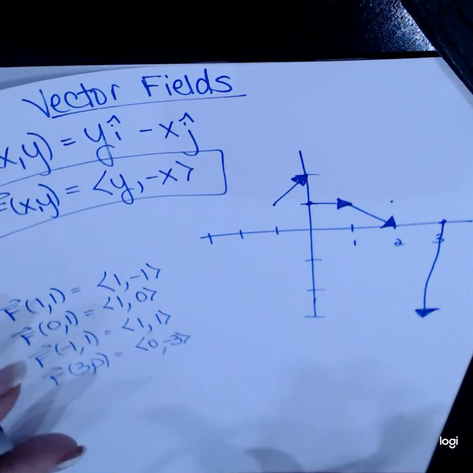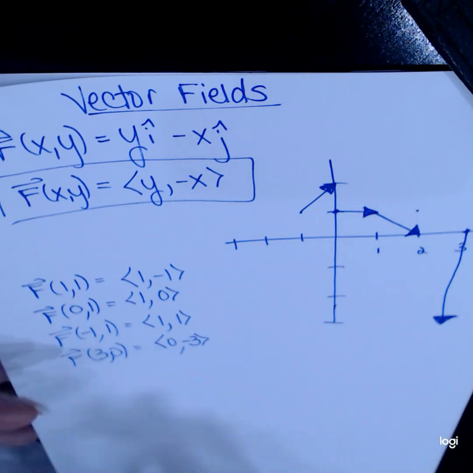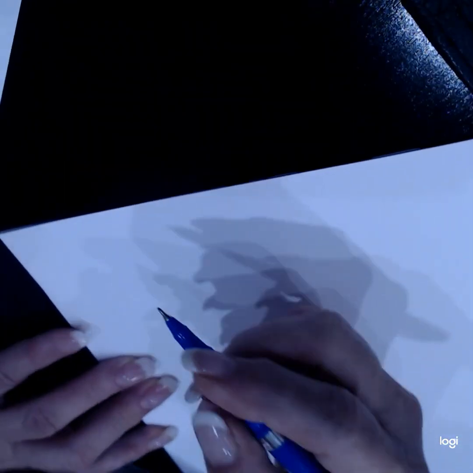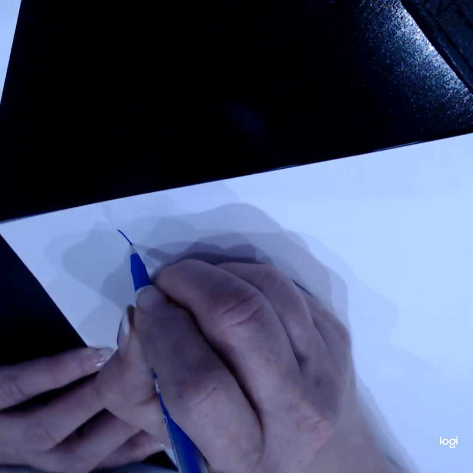But if we needed to sketch a vector field, what is a way that we could sketch it that we wouldn't have to come in and do all of those ordered pairs? The best way to do that is through the use of level curves. So let's go ahead and look back at our vector field here.